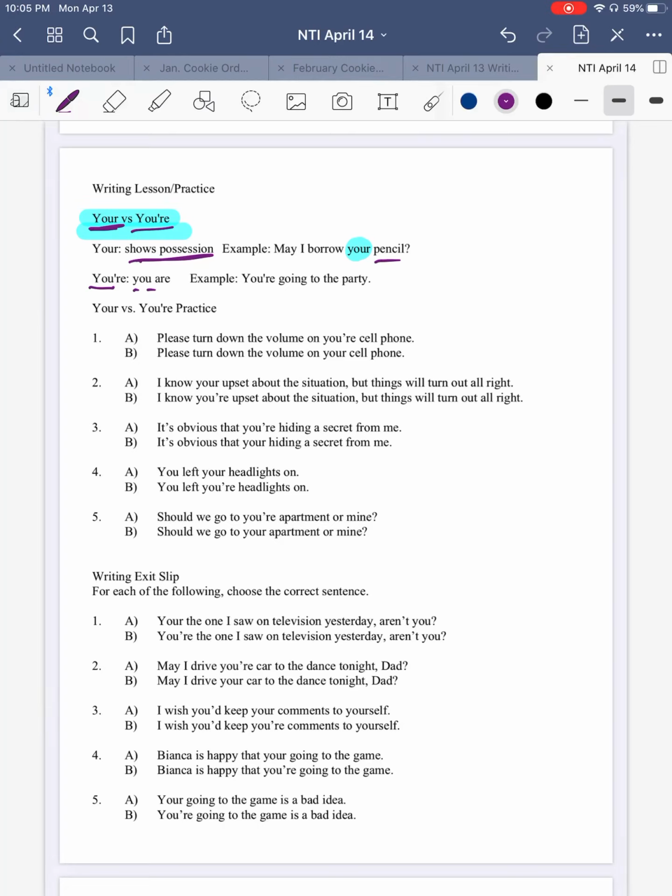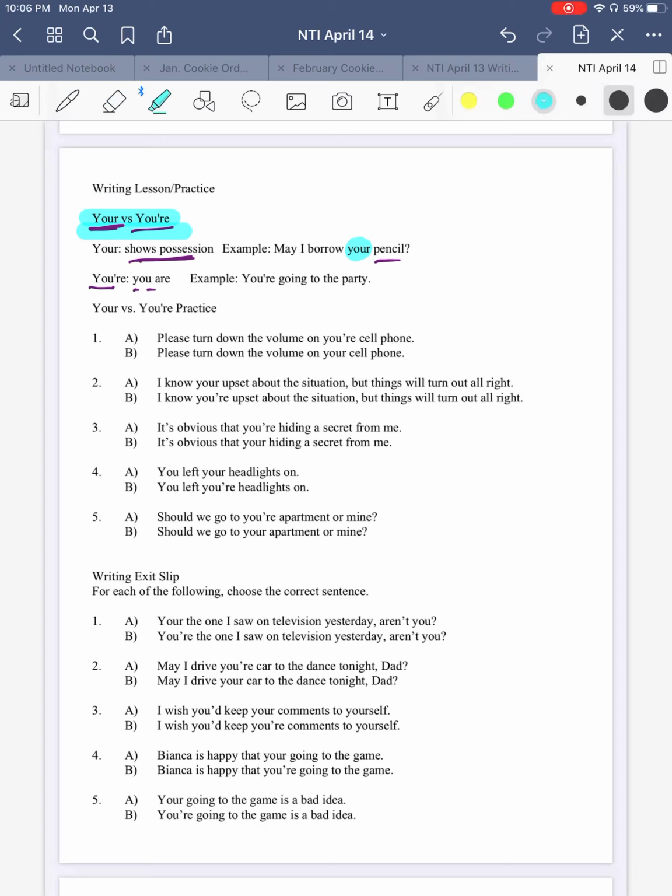In this second example, it says "You're going to the party." If we replace it with "you are going to the party," it makes sense. So we can see that this contraction, "you're," is actually "you are," and that is the correct way to use it in that sentence. It would not make sense if you spelled it Y-O-U-R as a possessive. So you have to use it as a contraction.